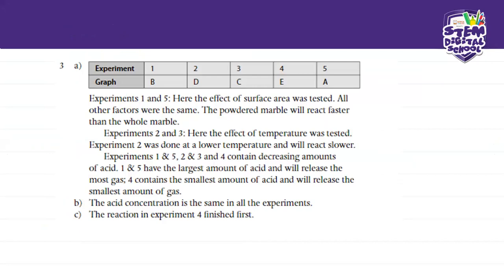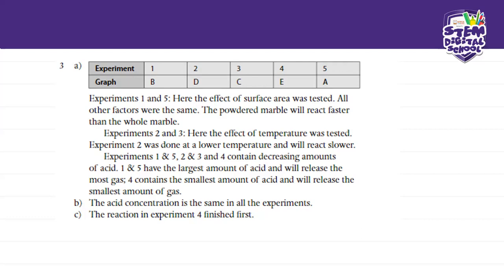Okay, so I'm not going to go into detail with it because we don't have a lot of time. Experiment one to five, here the effect of surface area was tested. All other factors were the same. The powder marble will react faster than a whole marble. Experiment two to three, here the effect of temperature was tested, okay? So experiment two was done at a lower temperature and will react much slower. Experiment one, five and two, three and four contain decreasing amounts of acid. So one and five have the largest amount of acid and will release the most gas. So four contains the smallest amount of acid and will release the smallest amount of gas, okay?